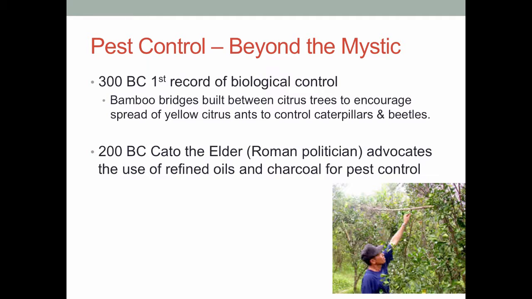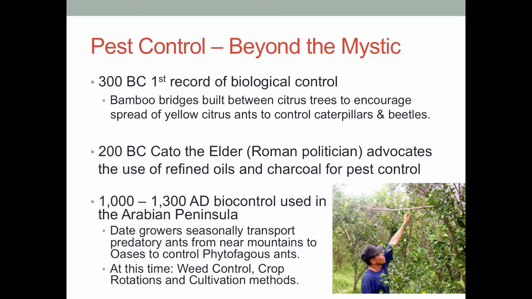In the 200s BC, we had Cato the Elder, which is another Roman. He was basically arguing that we should use refined oils and charcoal for pest control, and clearly we still use refined oils in order to control pests, especially with things like dormant sprays. So these are things that were discovered over 2,000 years ago but are still in use.